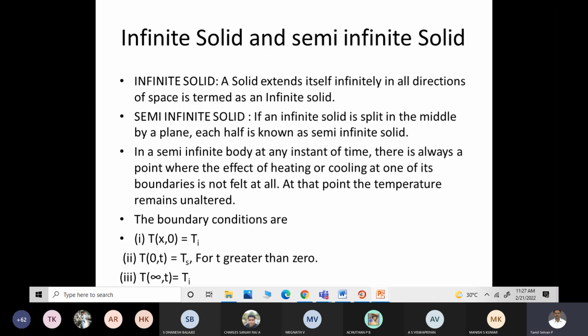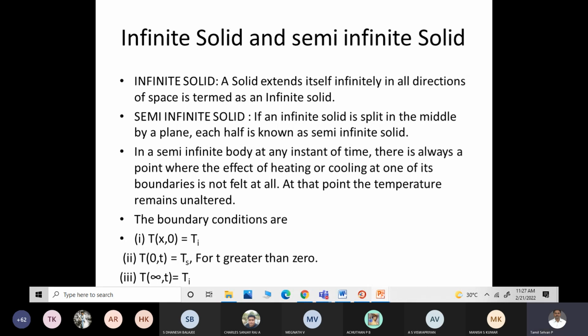If you want examples also, you can take a steel plate, and all of a sudden it is exposed to a hot fluid on one side, and the other side is exposed to air. Depending upon the thickness of the material, at the other end there won't be any temperature change even if the hot fluid flows on one side.